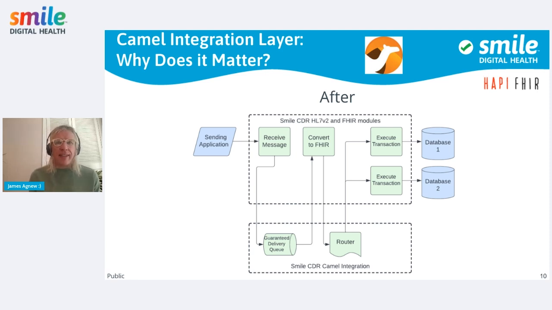So you can stick that data onto a delivery queue. It can get pulled off the queue, automatically converted to FHIR. It can then go into a router. And let's say we've got two different databases, two different FHIR repositories. And maybe some data is going to go to one, some data is going to go to the other. Maybe some data is even going to go to both of them.